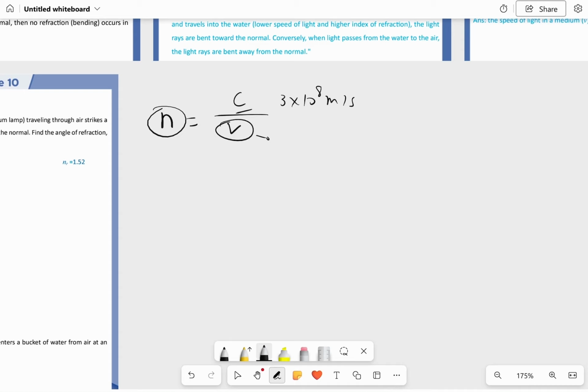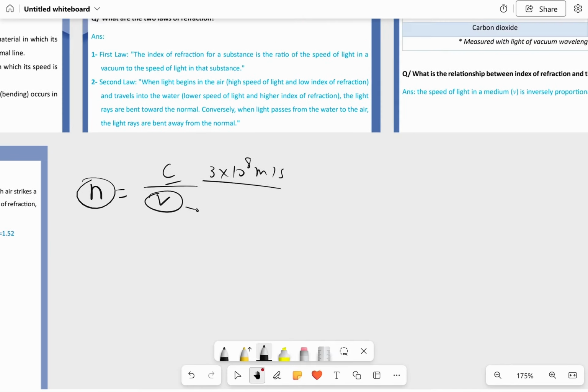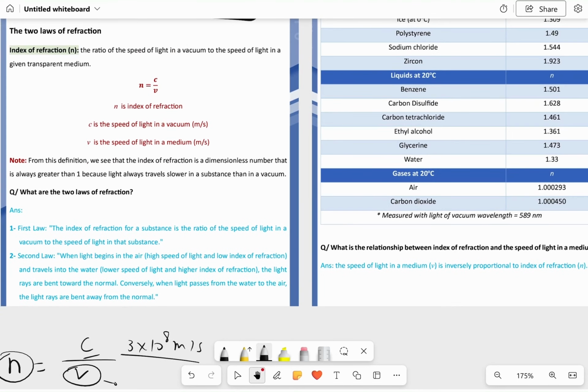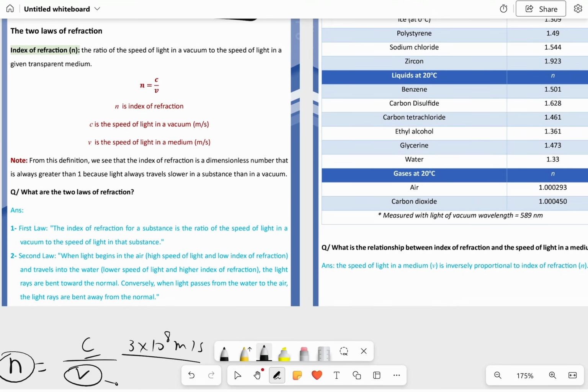So as you see here, index of refraction cannot be less than 1. If it's less than 1, then it means that we have a medium which is making the speed of light surpass the speed of light in the vacuum, which is not possible. Okay, so it cannot be less than 1. Sorry, it should always be more than 1.